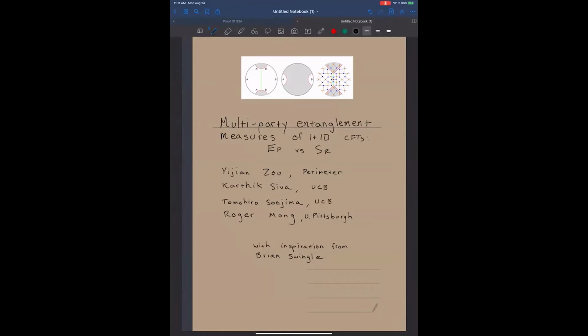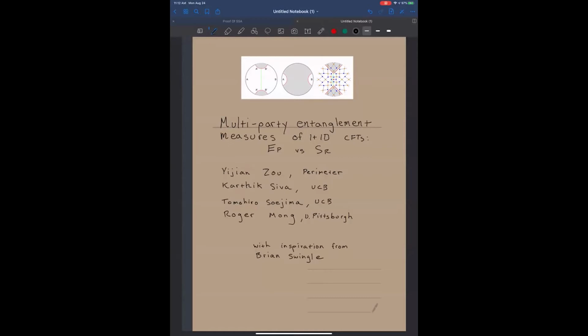Yeah, so this is a work in progress, primarily led by Yijun Zhu. I'm not sure if he's on the call today, but he was Geoffrey's student at Perimeter, and he's going to be moving to a combination of Stanford and Google X this fall, moving in some form, along with Kartik Siva and Tomohiro Soejima at UCB and Roger Mong at Pittsburgh. But a lot of this project was actually inspired by Brian Swingle. So hopefully we can discuss it afterwards.